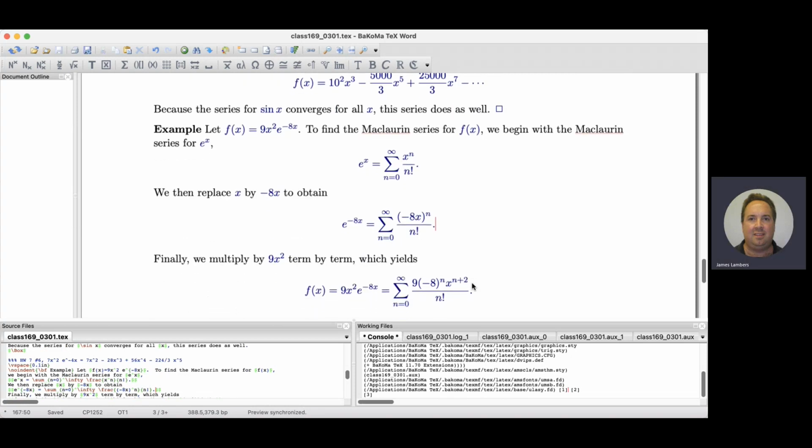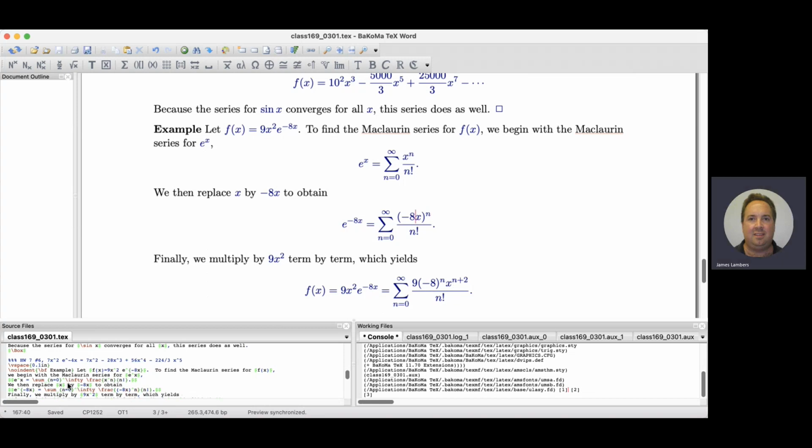And then I'll multiply both sides by 9x squared. So I'll have my original function f of x that I want. So that 9 sits here. And then I've broken this up into minus 8 to the n times x to the n. Then I take that x to the n and multiply it by x squared. So now I have x to the n plus 2.